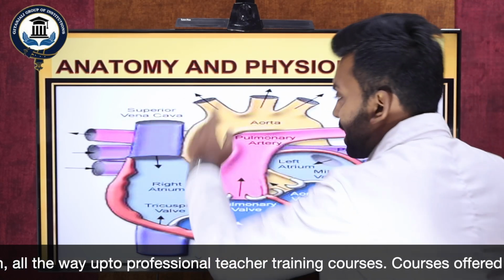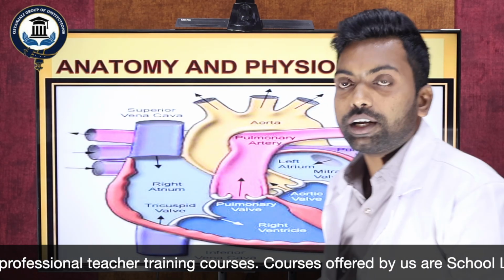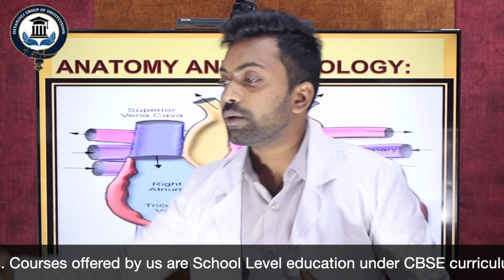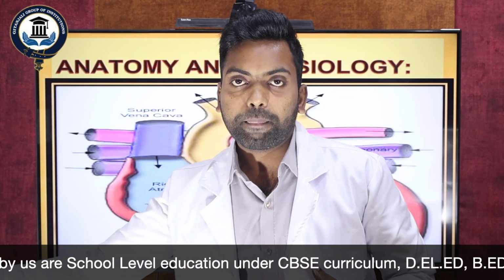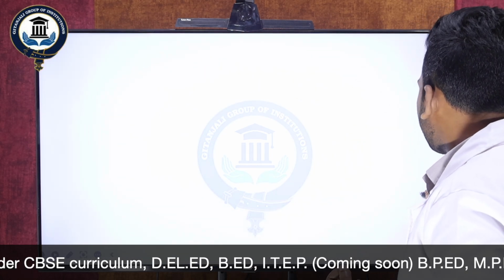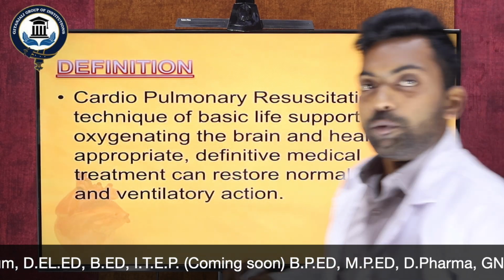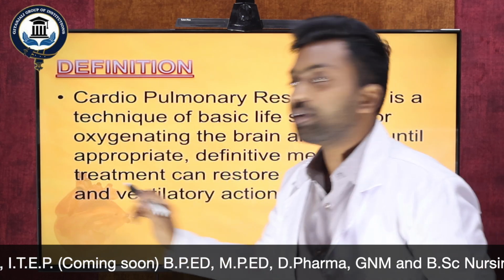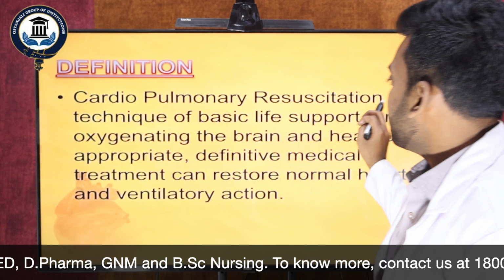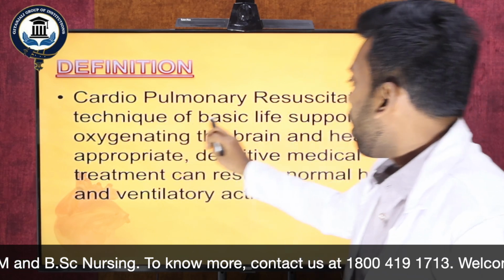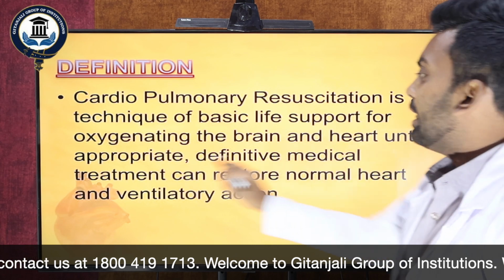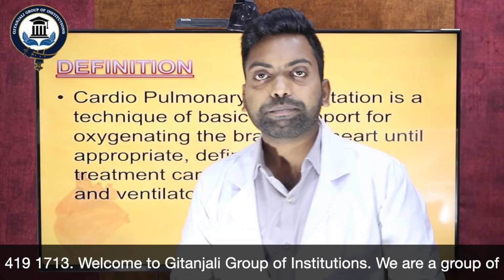Dear students, why do I explain the anatomy and physiology of the heart? You must know the meaning of heart, then only can you give the meaning of CPR. So I have explained the anatomy and physiology of the heart. And now there is a definition for CPR. Cardiopulmonary resuscitation, nothing but CPR, is a technique of basic life support for oxygenating the brain and heart until appropriate help arrives. So what is it telling?